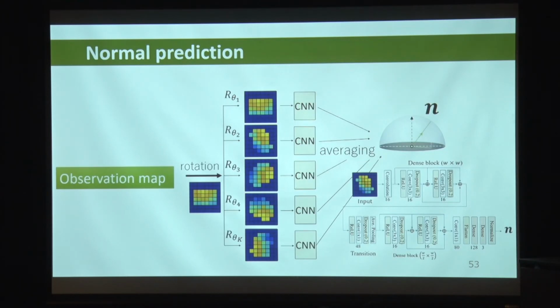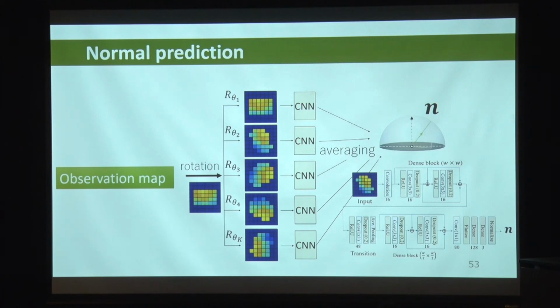And the network structure is kind of simple because for each pixel you have the observation map. You can also do some data augmentation by rotating to different directions. And then each of them will go through a CNN. And here the structure is kind of a DenseNet structure. After that, each of them gives a prediction of the surface normal at each pixel, and you can average them to get your final prediction.